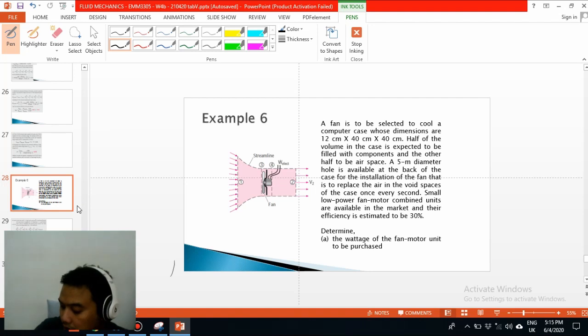Okay, we go to example 6. Example 6 is about a fan, which is selected to cool a computer case whose dimension is 12 cm times 40 cm times 40 cm. Half of the volume in the case is expected to be filled with components. A 5 cm diameter hole is available at the back of the case for installation of the fan, which is to replace the air in the void spaces of the case once every second. Small, low power fan motor combined units are available in the market and their efficiency is estimated to be 50%. The question is to find the wattage of the fan motor unit to be purchased.